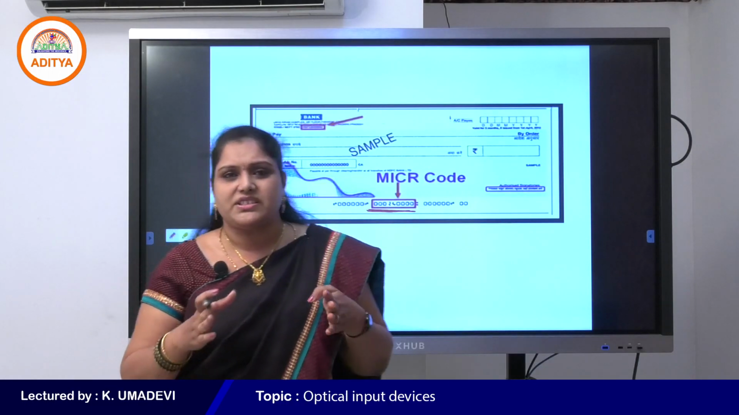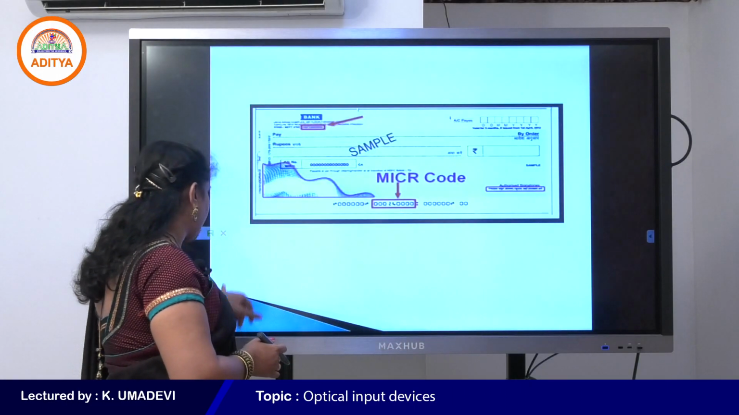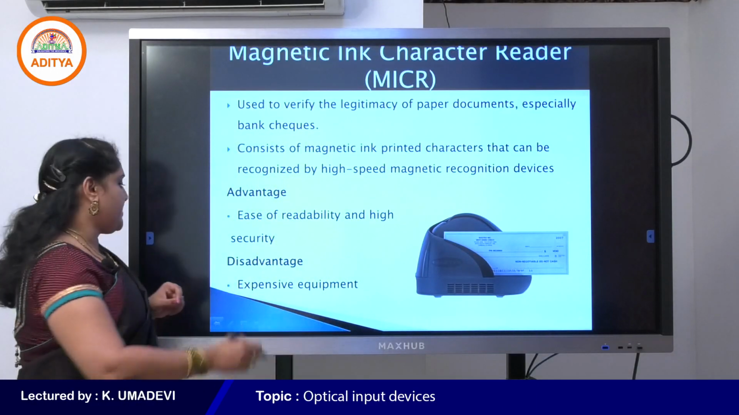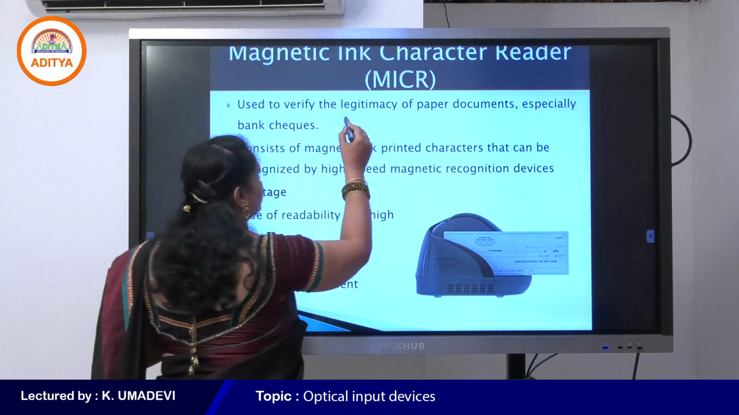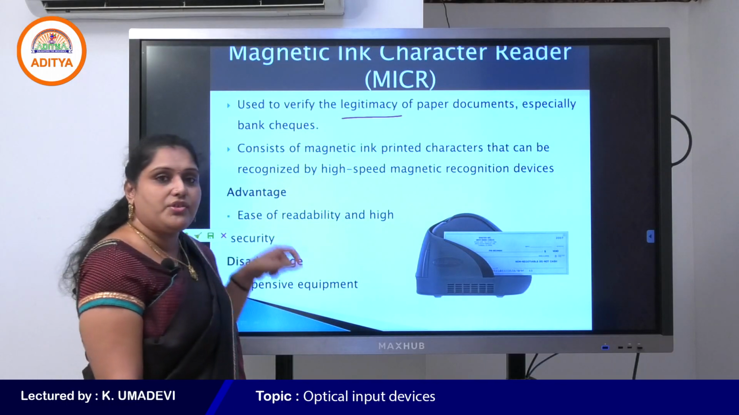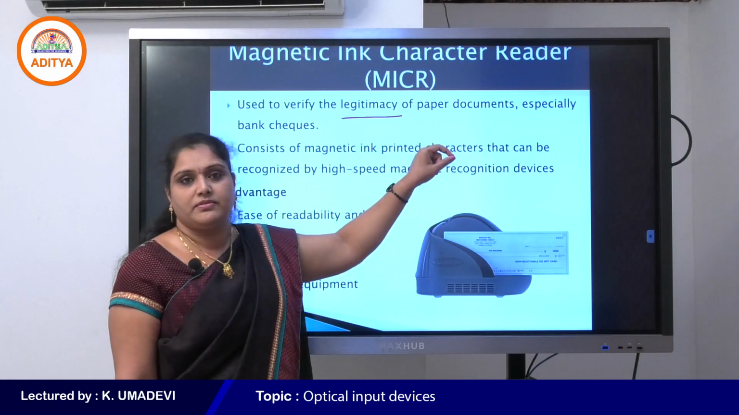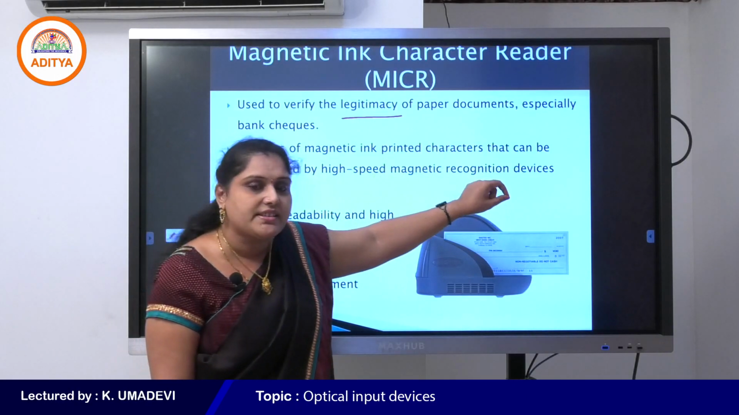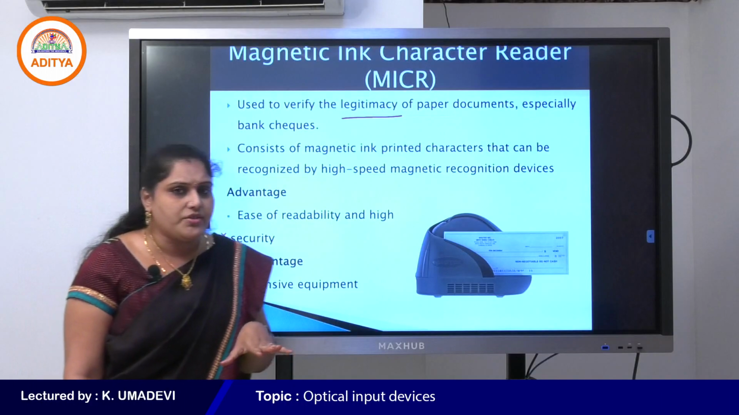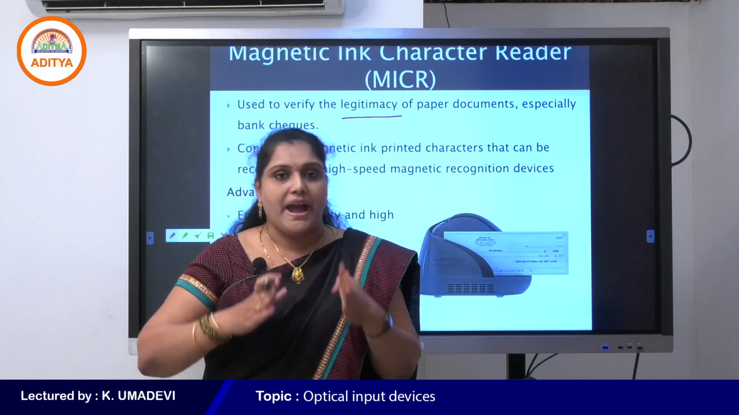because banks cannot process checks without checking. That means these devices are mainly designed to check the legitimacy of documents. Legitimacy is nothing but whether the check is legal or authorized or not. Not only for bank checks, this is also used to scan the magnetic ink characters available on many documents, like paper documents or checks, etc. This is the advantage of the MICR device. It is mainly used to check the legitimacy of documents, especially bank checks.